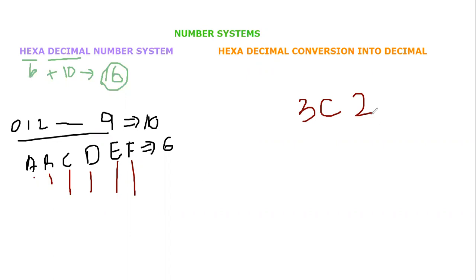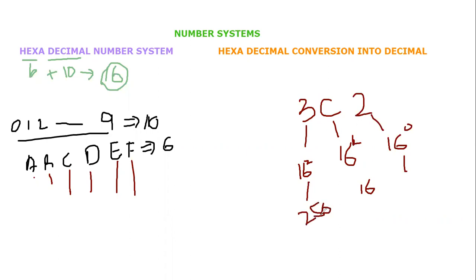So what is going to happen? Its worth would be 16 raised to 0, that means only 1. For C, the second digit, the weightage would be 16 raised to 1, that is simply 16. And this is the third position, so its weight would be 16 squared. 16 squared would be 256. So the next weightage in hexadecimal format is 256, and you need to just sum them up.